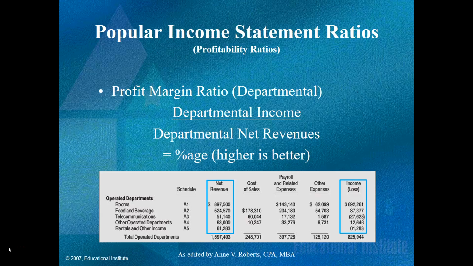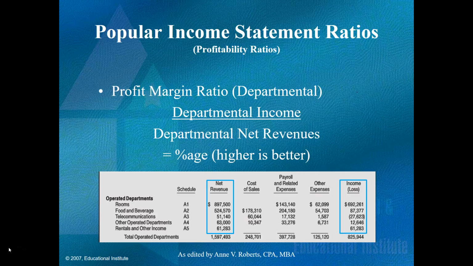Okay, so watch what's happening here. We've got a profit margin ratio. The first way that we can look at a profit margin ratio is we can look at it based on the department. Okay, so if we've got our internal income statement, we're going to take our income or loss from that department and divide it by the net revenue. So that's going to give us a percentage of how much we are actually showing in profits compared to the net revenues, okay? So in this particular case, higher is going to be better, all right?